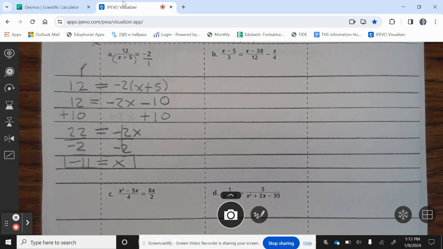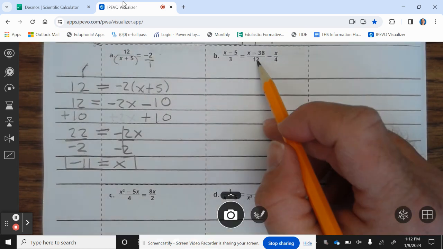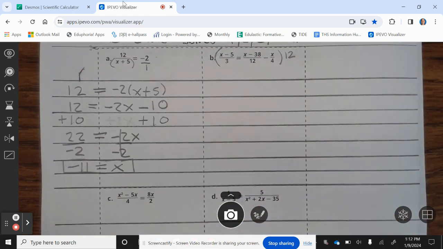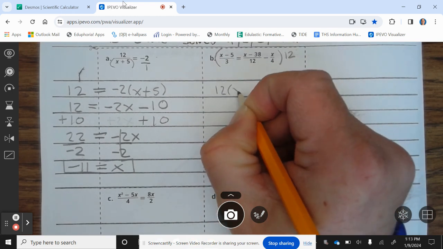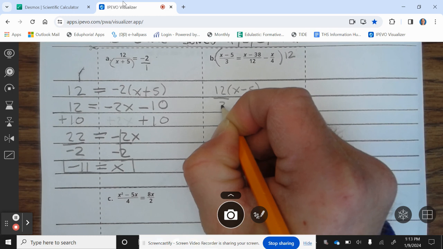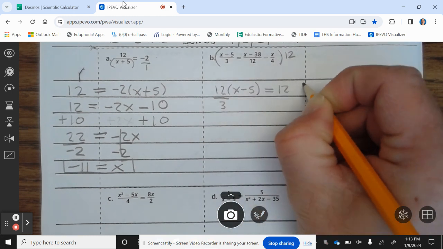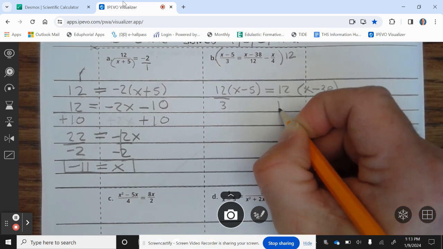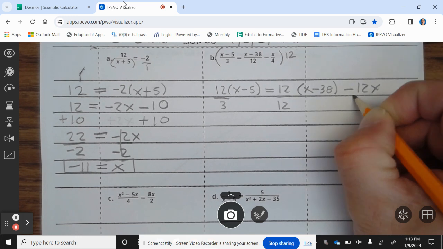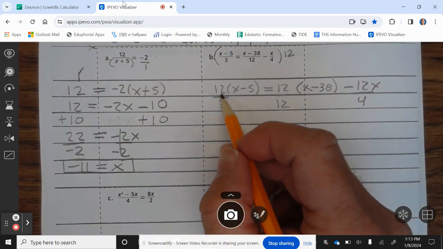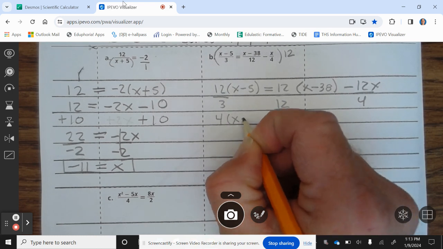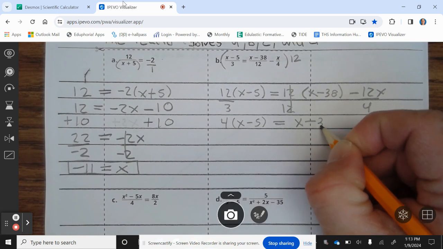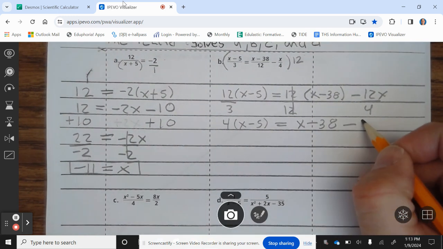All right, let's take a look at B. Now here we can see the common denominator is 12, so I'm going to multiply everything by 12. Okay, so that becomes 12 times x minus 5 divided by 3 equals 12 times x minus 38 divided by 12 minus 12x divided by 4. Well, 12 divided by 3 is 4 times x minus 5 equals, that becomes 1, x minus 38 minus 3x.